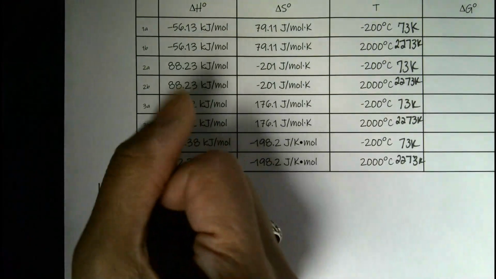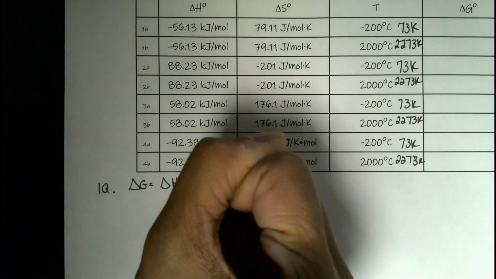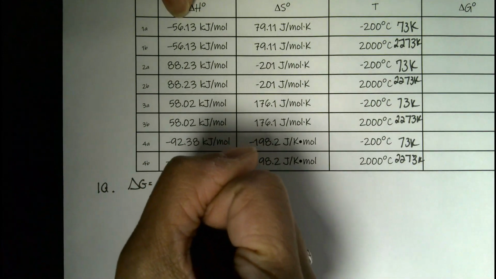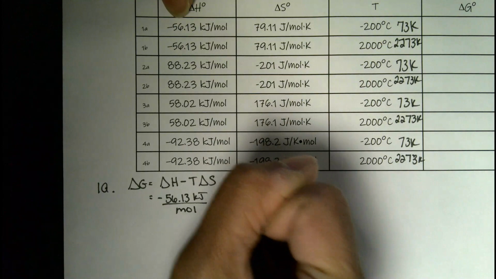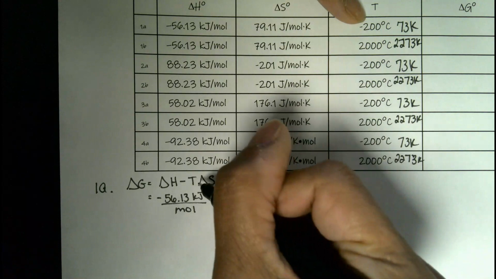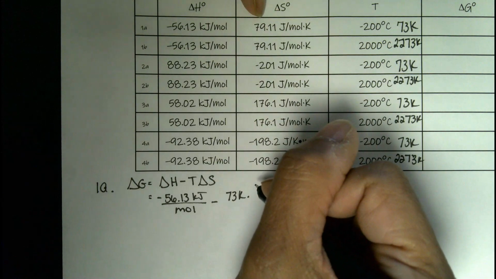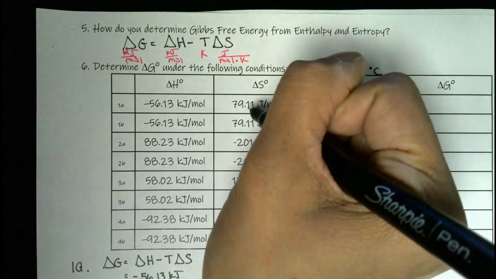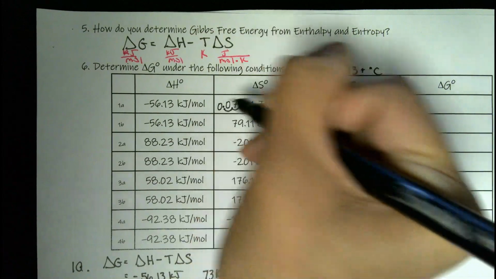So 1A, I'm reminding myself I've got delta G, that's what I'm trying to solve for, delta H minus T delta S. So my delta H is negative 5613 kilojoules over mole minus my temperature, which is 73 Kelvin, times my delta S. Notice this is in kilojoules, so my delta S has to be in kilojoules as well. To convert joules to kilojoules, I need to divide by 1,000 joules. So I go 1, 2, 3, and like that.